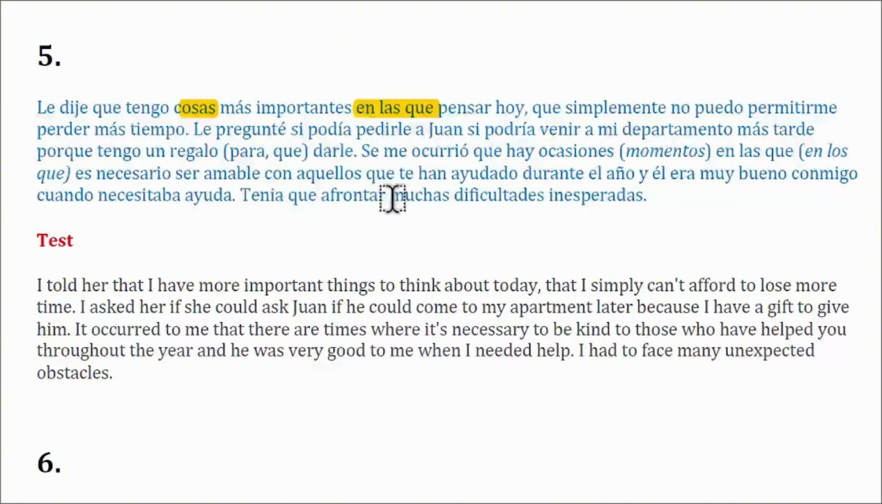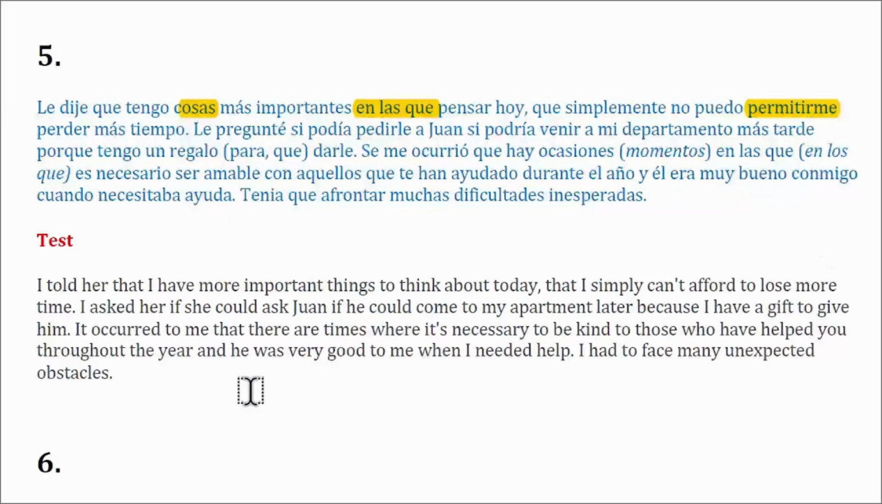Next we have que simplemente no puedo permitirme perder más tiempo. If we look at the English, it's saying "I simply can't afford to lose more time." But in Spanish, it would be better put as "I simply can't allow myself to lose more time," because permitir is to allow, and we have "allow myself," permitirme.